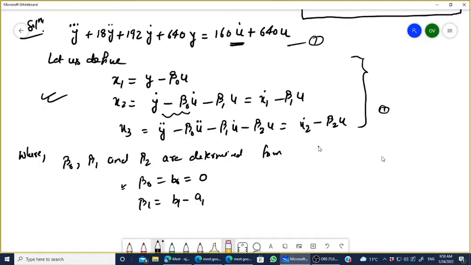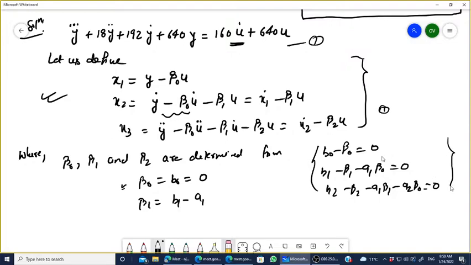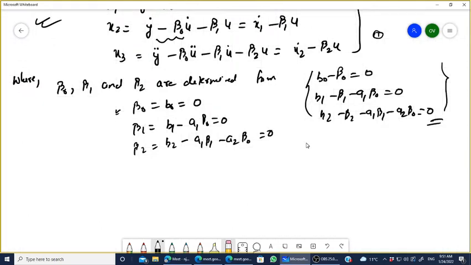If you remember, we said b naught minus beta naught equal to 0, right? b1 minus beta 1 minus a1 beta naught equal to 0, right? b2 minus beta 2 minus a1 beta 1 minus a2 beta naught equal to 0. We already solved such type of equation, right? So based on that, when you solve b1 minus a1 beta naught equal to 0, beta 2 is equal to b2 minus a1 beta 1 minus a2 beta naught equal to 0, and obviously beta 3 becomes b3 minus a1 beta 2 minus a2 beta 1 minus a3 beta naught equal to 0, right?